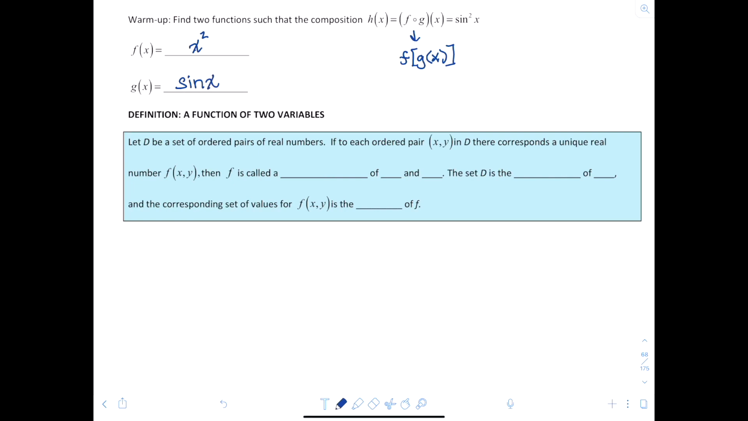All right, so a function of two variables. Here's a definition for you. Let D be a set of ordered pairs of real numbers. If to each ordered pair, x and y, in D there corresponds a unique real number, f at x and y, you could think of it as z in equation notation, then f is called a function of x and y.